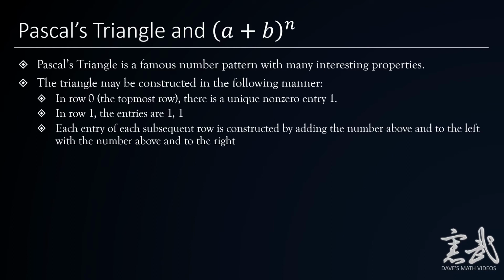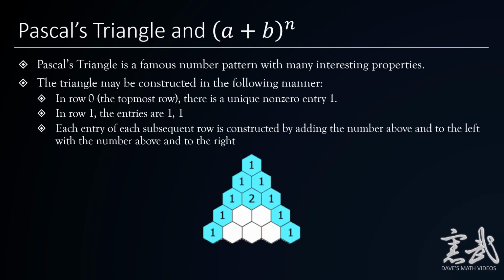And each entry of each subsequent row is constructed by adding the number above and to the left with the number above and to the right. So in this example, to get the third row, we would add 1 plus 1 and get 2. Then in the third row, we would add 1 plus 2 to get 3, and again add 2 plus 1 to get 3, and so on.